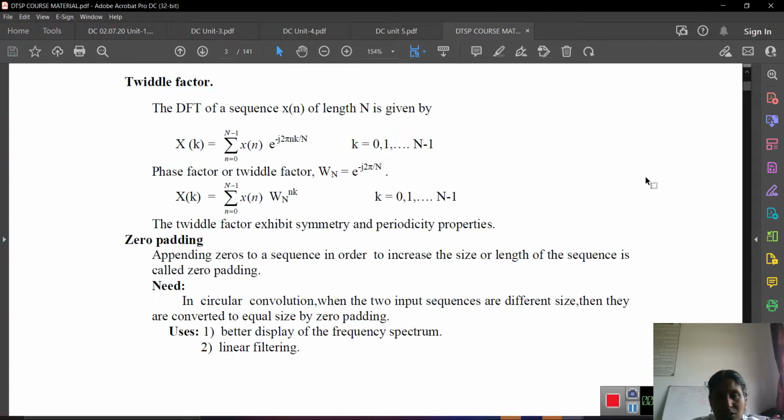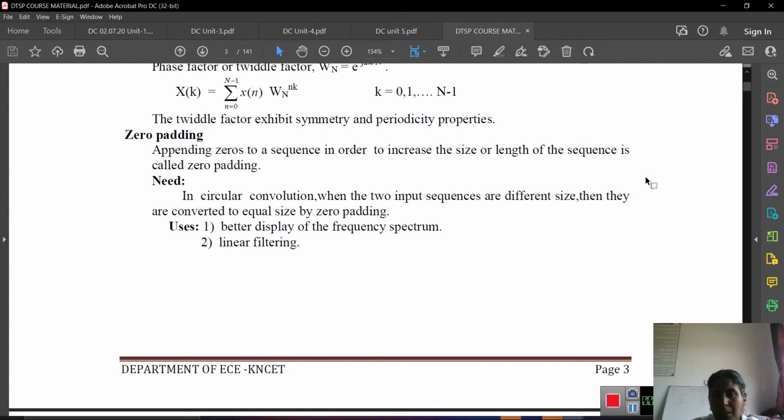Next, what is zero padding? Appending zeros to a sequence in order to increase the size or length of the sequence is called zero padding. What is the need for zero padding? In circular convolution, when the two input sequences are of different size, they are converted to equal size by zero padding. What are its uses? Better display of the frequency spectrum and linear filtering.